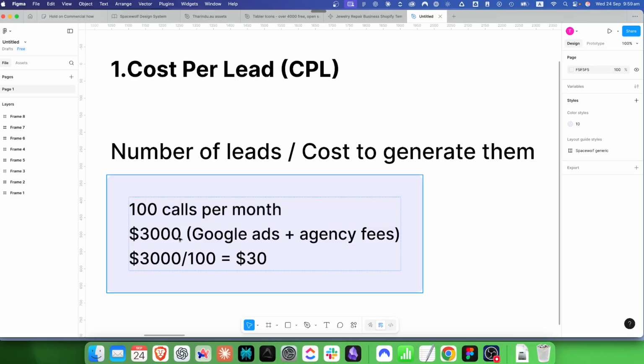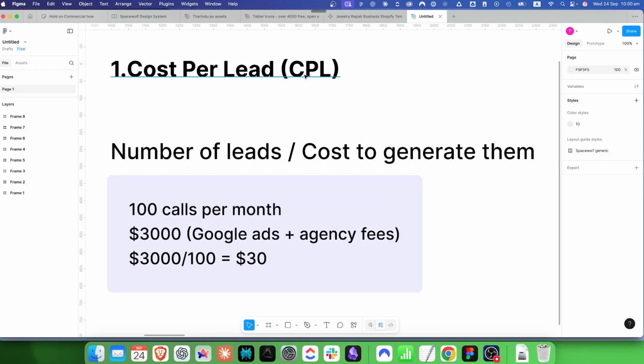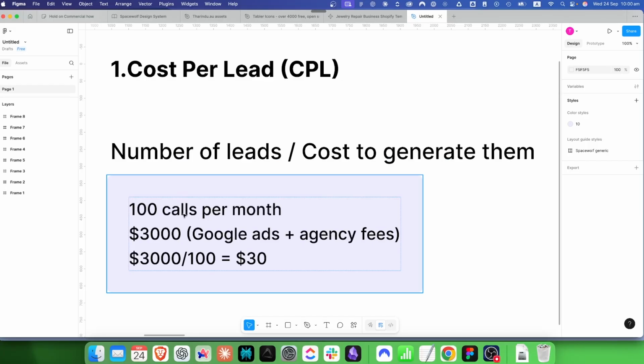And the cost there is, let's say, $3,000. And 3,000 divided by 100 is $30, if my math is correct. Yes. So now you have the cost per lead. Every call is a lead. Every form submission, email is a lead. Now in this example, it's costing you $30.